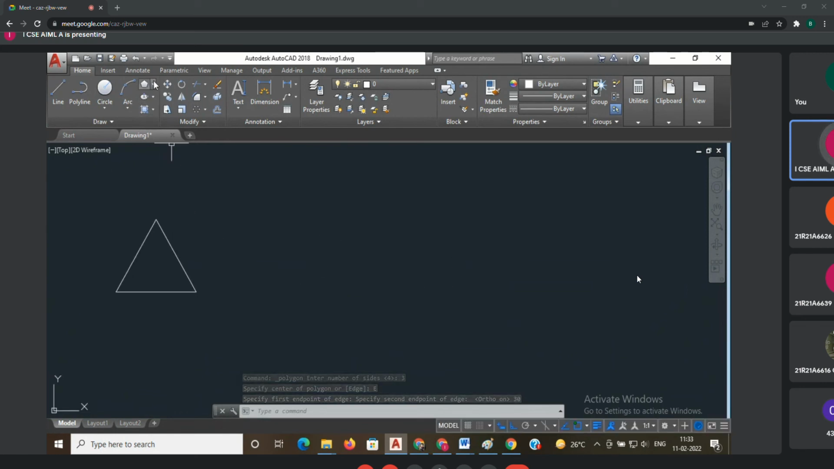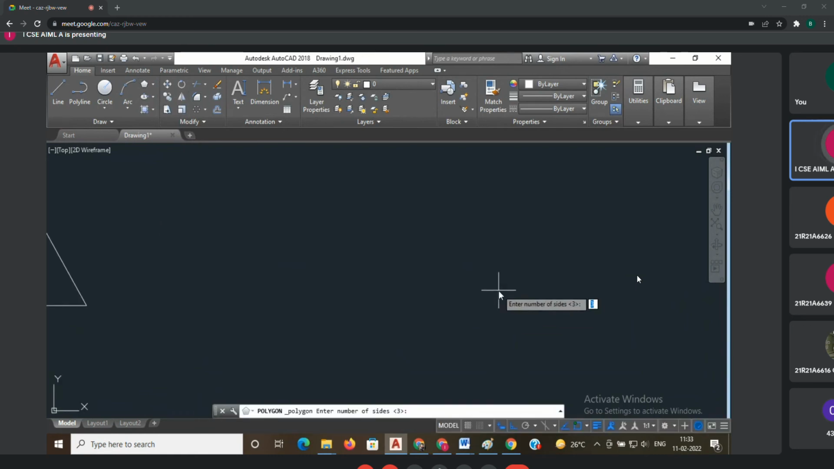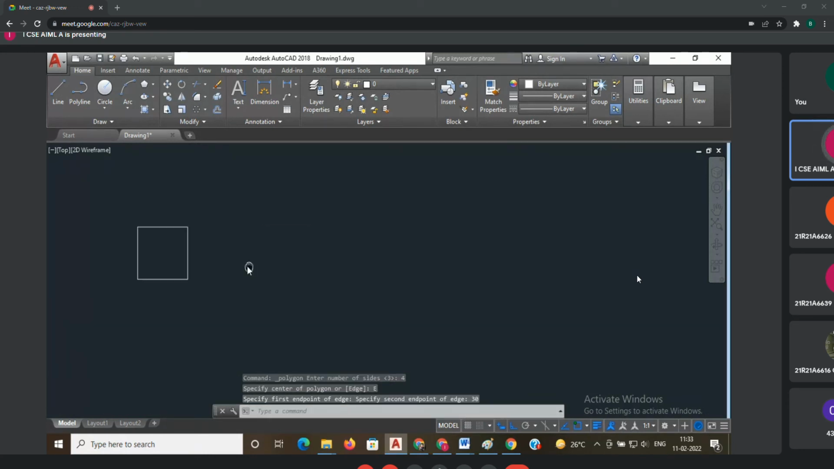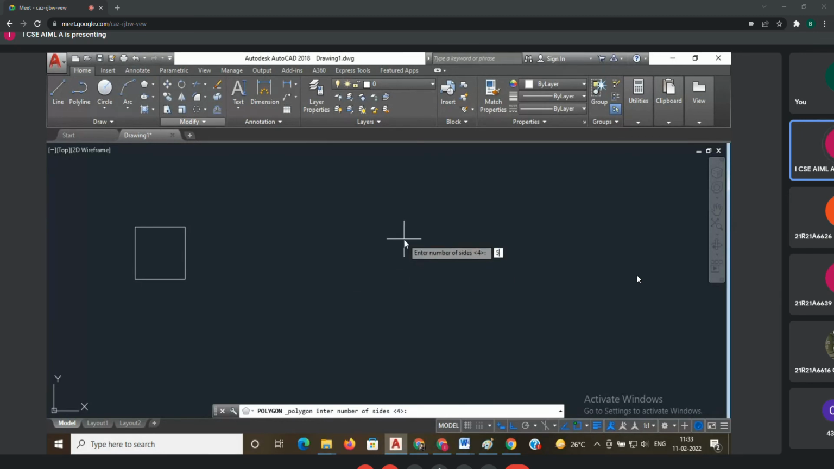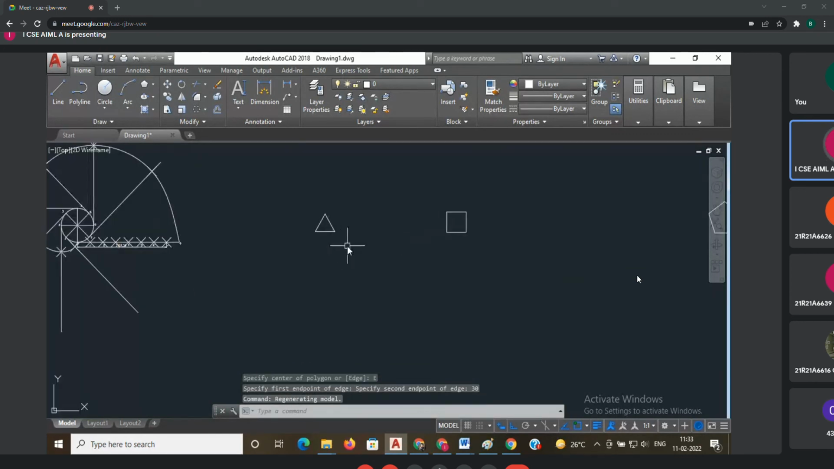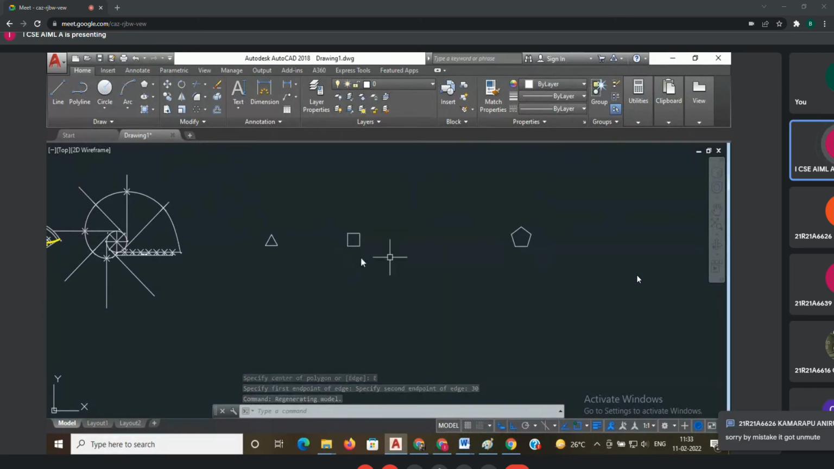Same, I will go with another polygon. How many sides will you take? Suppose 4 sides, enter. Go with edge method, select any one point and give again 30. Then one more polygon. Select 5 sides, enter. Go with the edge method. Select somewhere here, move the cursor, and give 30. Okay. I drew 3 polygons: one is a triangle, one is a square, one is a pentagon.